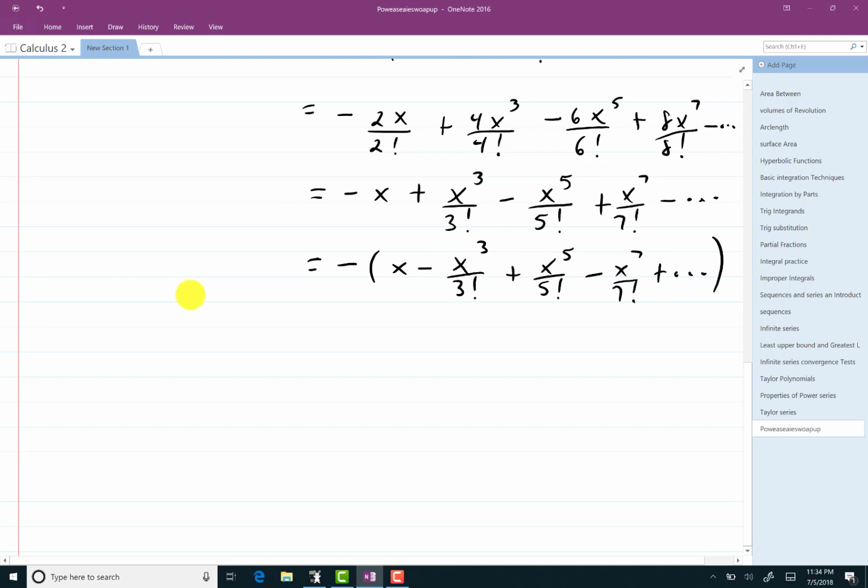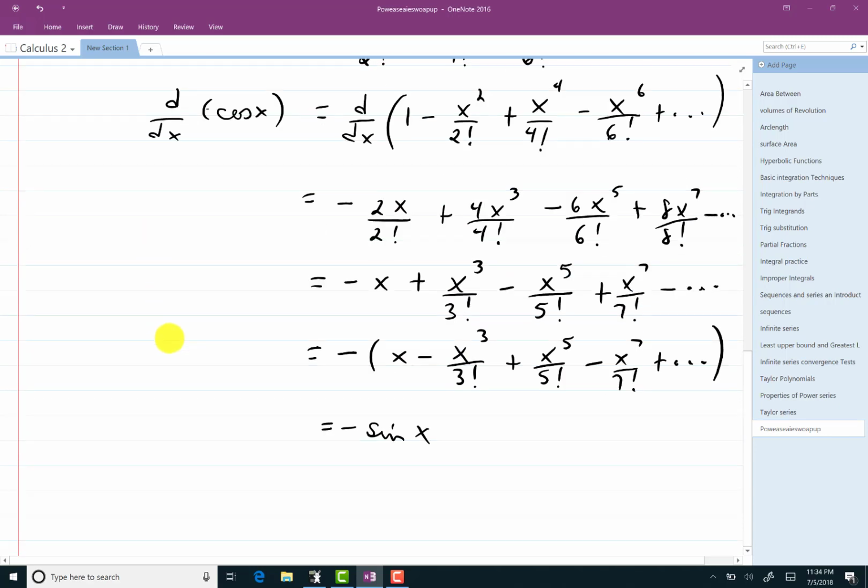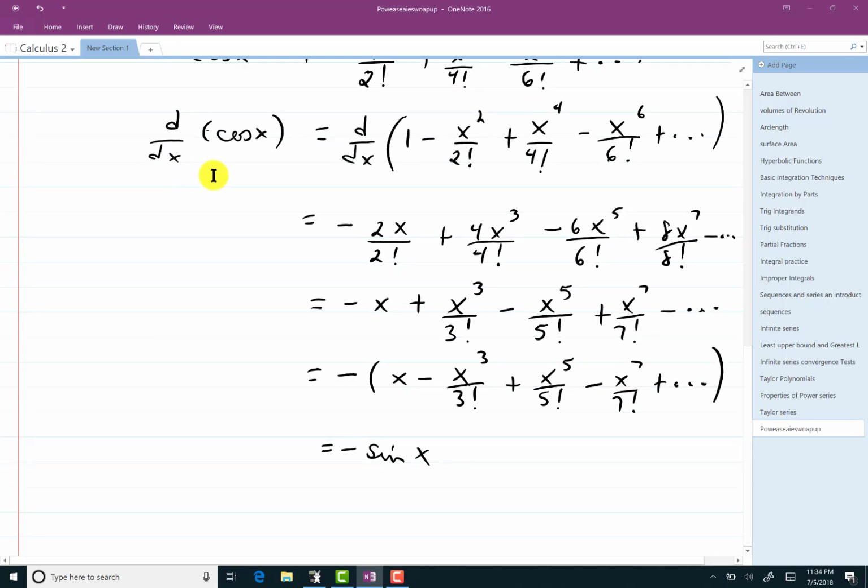And hopefully you recognize this series, all odd powers like this. The denominators are working just perfectly to give us negative sine of x. So since the series works for cosine of x, all the derivatives and things like that should give the same answers as before.